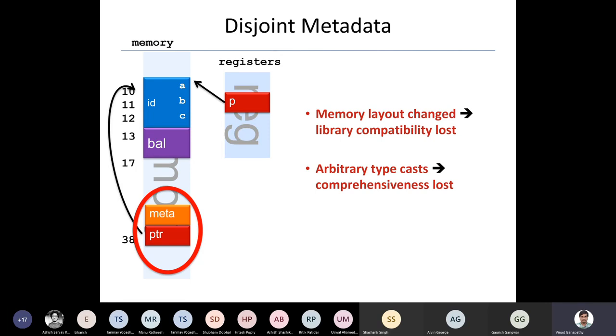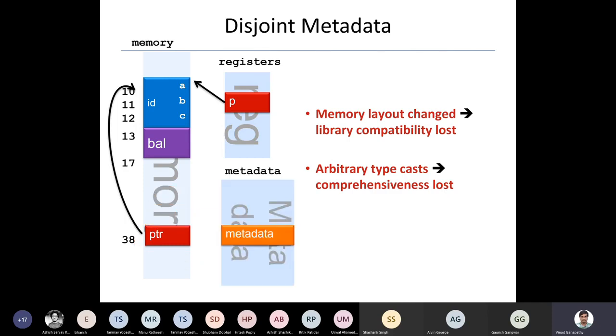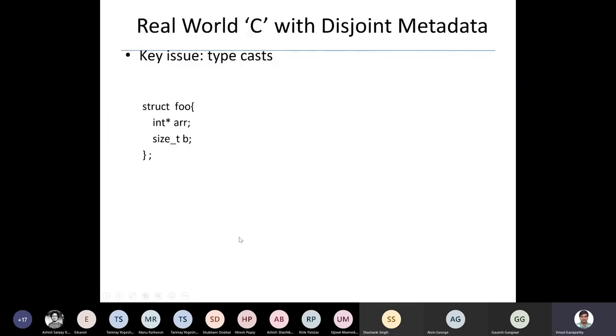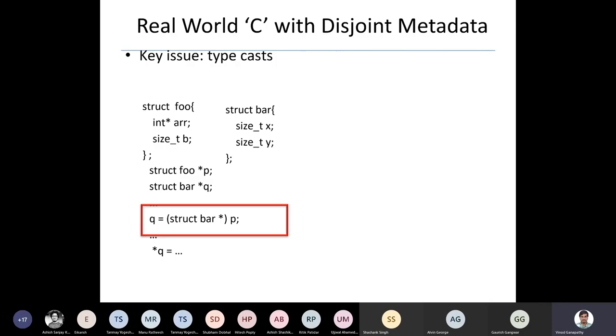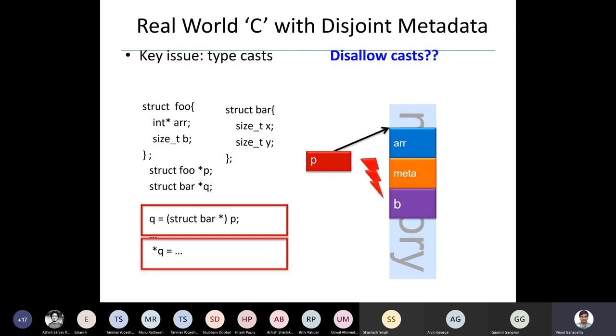And if you have arbitrary typecasts, your comprehensiveness is lost, in the sense that you will not know how to propagate metadata values and so on. So you maintain a separate metadata region, and as long as you have a unique way of indexing it in that metadata region using the value of the pointer, you can go and fetch the metadata. So let's look at disjoint metadata over here, and how you deal with things like casts.